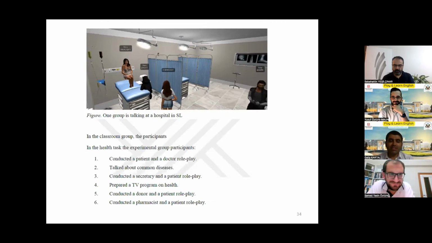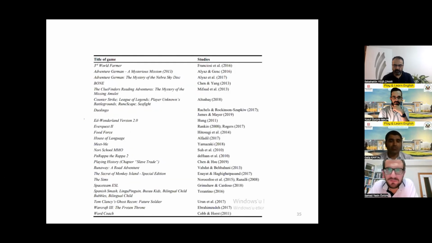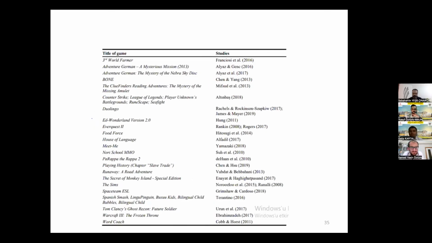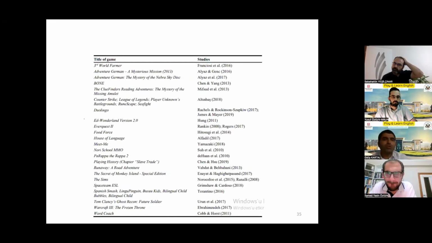And they prepared a TV program on health and conducted a donor and patient role play and a pharmacist, patient role play. These were just some options or ideas to use from the tasks I used. And for the real life and real classroom, physical classroom option version, you can just turn those into role-playing games.